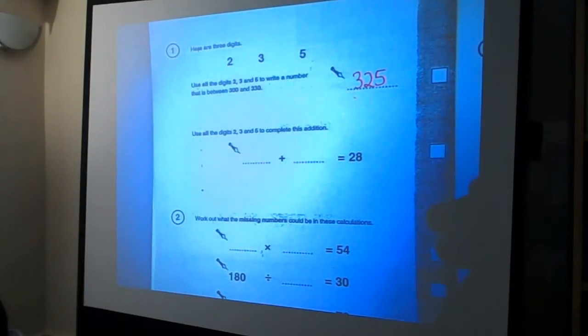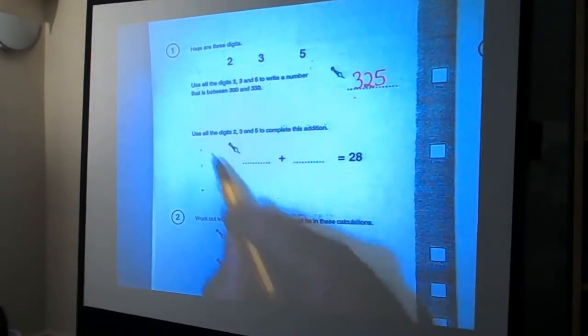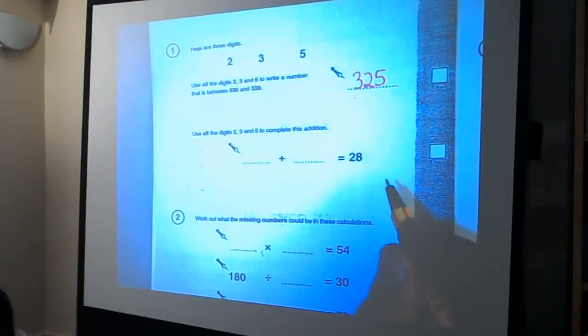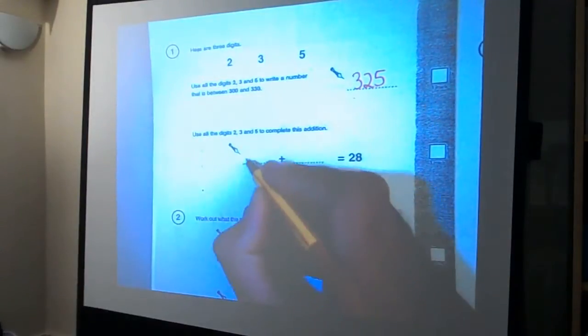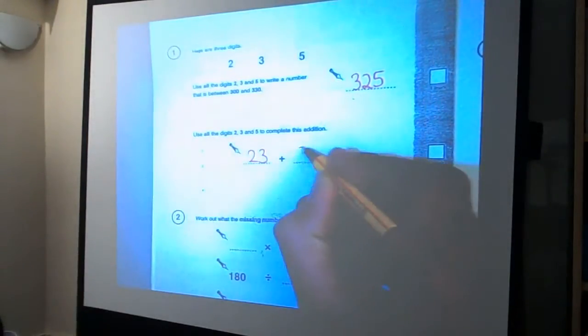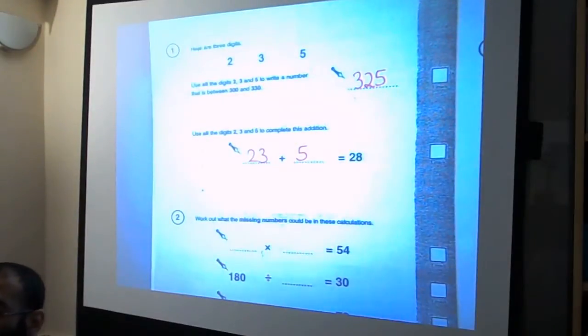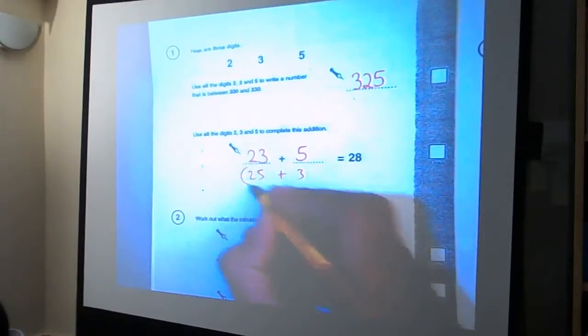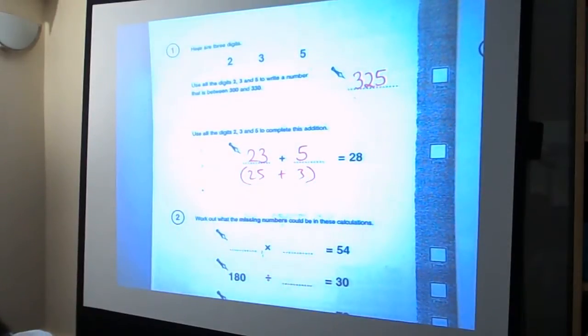No. Okay, that's it. Use all the digits 2, 3 and 5 to complete this addition. We have to make 28 using 2, 3 and 5. So what should we use? 23 and 5. We could say 23 add 5, or we could say 25 plus 3. Alright, write both down, put the other one in brackets. Either of those 2 is correct.